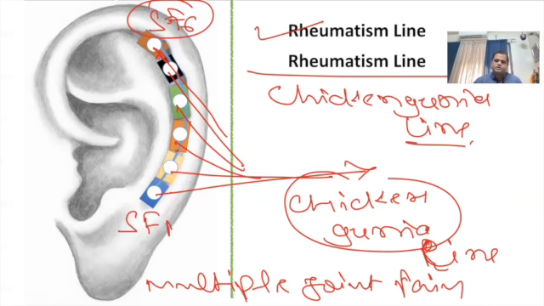And the meaning of rheumatism line: when the person is suffering with rheumatoid arthritis and having multiple joint pain, the pain in the finger, wrist, elbow, shoulder, hip joint, knee joint, ankle joint, and the joints between the toes, जब सब ऊपर से लेके नीचे सारे जॉइंट्स में पेन करता है, इसी को हम rheumatism, तो इसे हम rheumatism line भी कहते हैं.